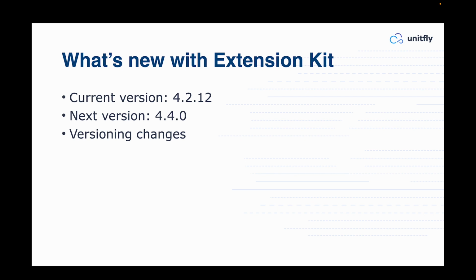And also we made versioning changes with the Extension Kit. Now, for example, for the next version, that will be 4.4.0, 4.4 will be the main version, and the last number will be bug fixes. Until now, we didn't have this last number for bug fixes. That was the new version of the Extension Kit with features, but now we will add all new features and everything in the middle.